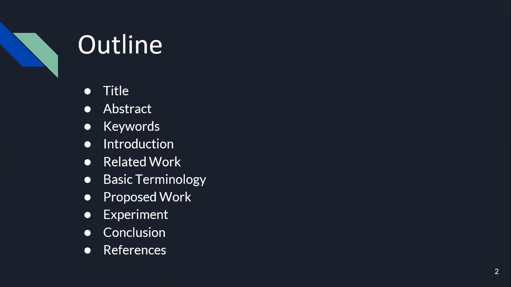First of all, you can see that the outline includes the sequence of any research paper. It contains title, author name, abstract, keywords, introduction, related work, basic terminology, proposed methodology, experiment, conclusion, and the references. Now we will see it one by one in detail.